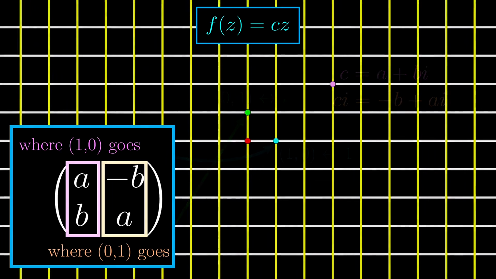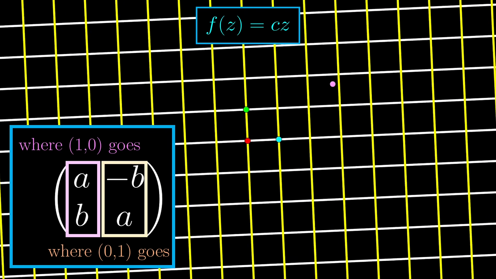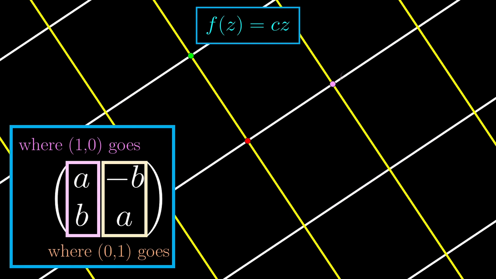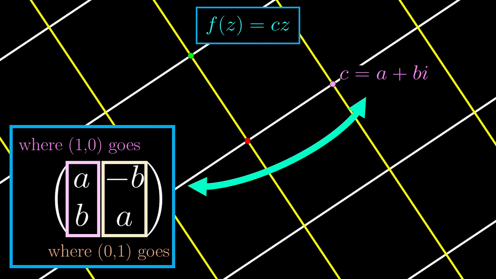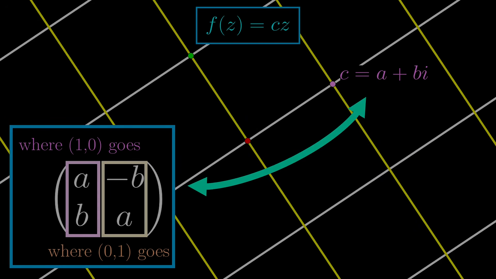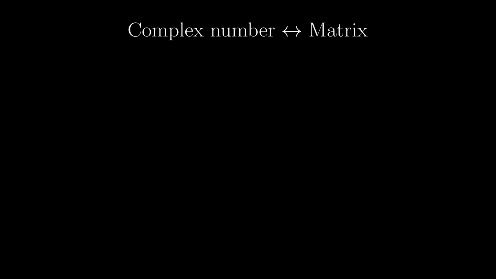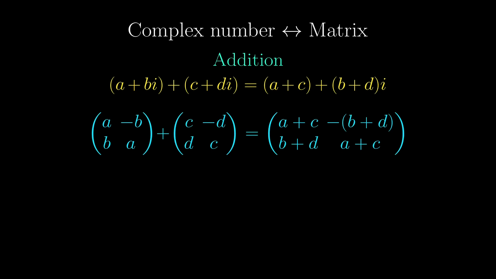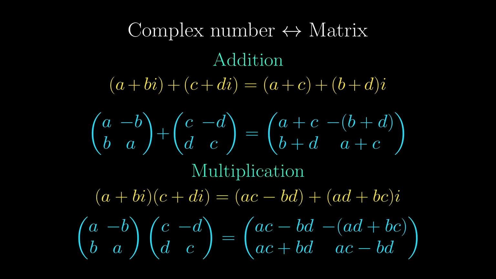So the multiplying by constant function is a linear map corresponding to a matrix of this form, and that means we can correspond a complex number to a matrix. This is not the only connection. The addition of complex numbers is exactly the same as addition of matrices, and we can see the same thing for multiplication, which is already quite surprising.